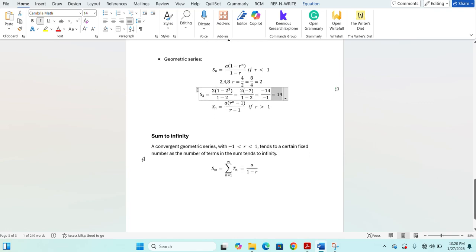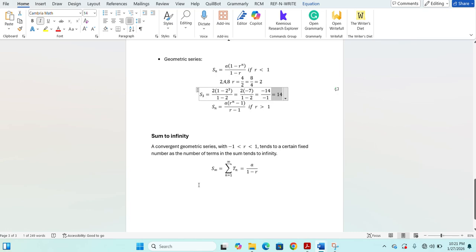Sum to infinity. A convergent geometric series with the ratio between -1 and 1 tends to a certain fixed number as the number of terms increases. So this means that for a ratio between -1 and 1, the series will approach a number, but it will not reach that number. It will always converge towards a certain number, but it won't reach it. So yeah, that's what sum to infinity means.